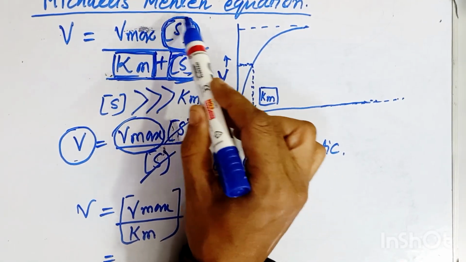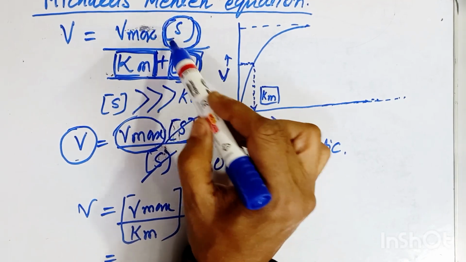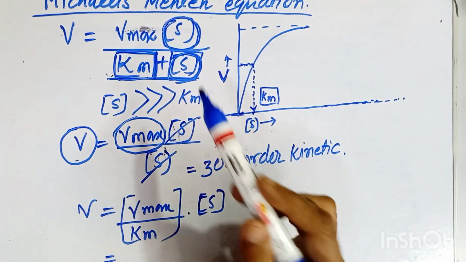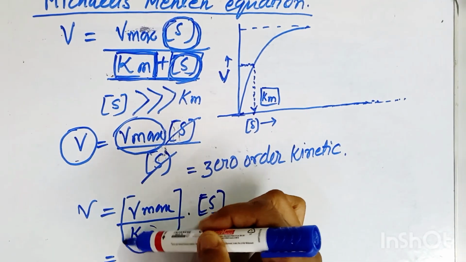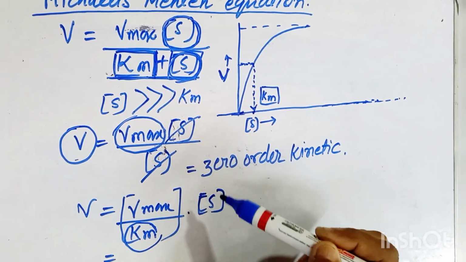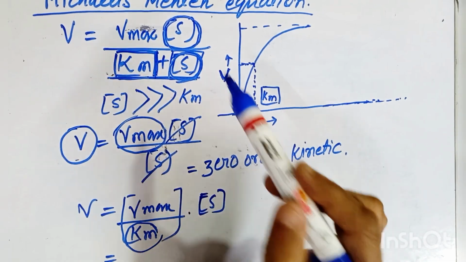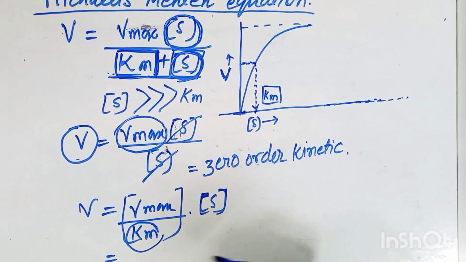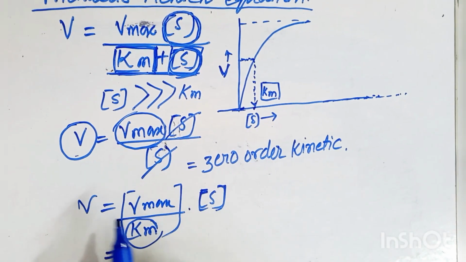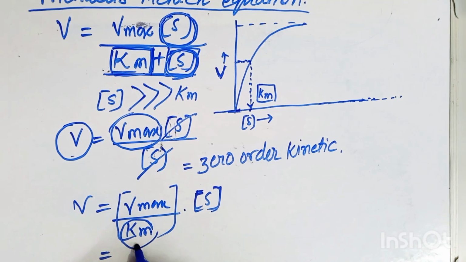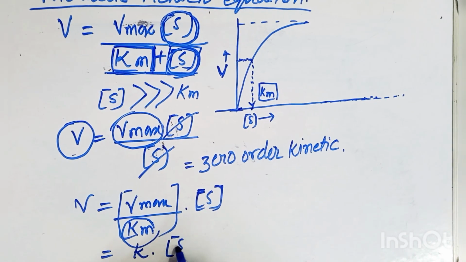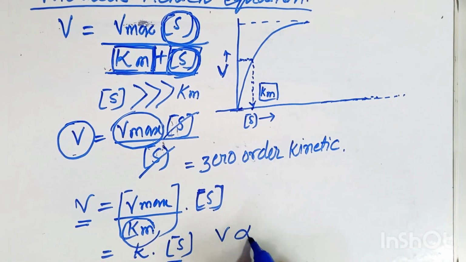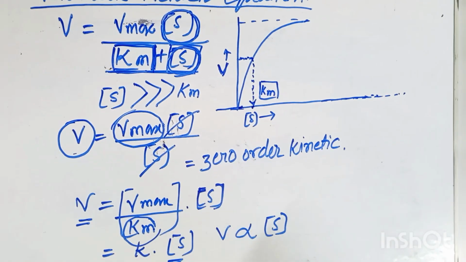We cannot ignore the upper part, the numerator, but we can ignore the denominator. So the Km plus S becomes Km. Even at very low substrate concentration, the numerator is multiplied by Vmax, so we cannot ignore this numerator. So at very low substrate concentration, it depends on the constant into S. So the velocity depends on S, or the velocity is directly proportional to substrate concentration.